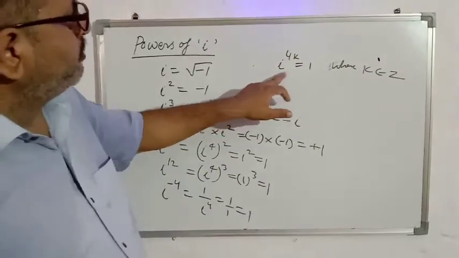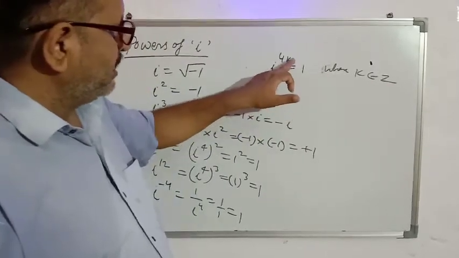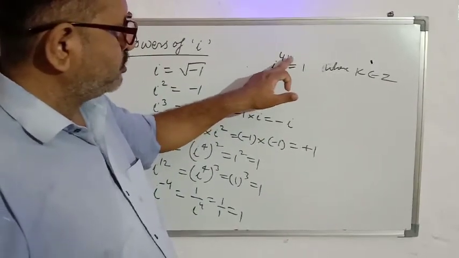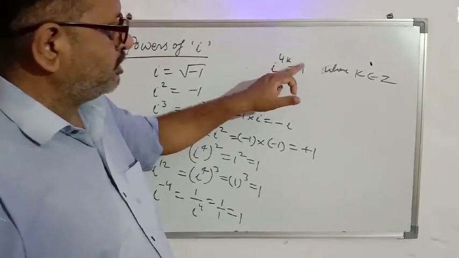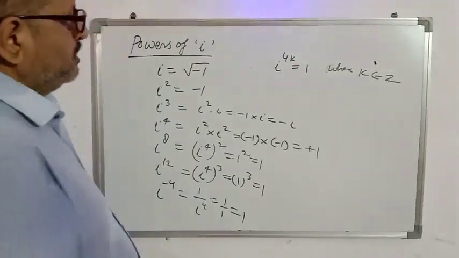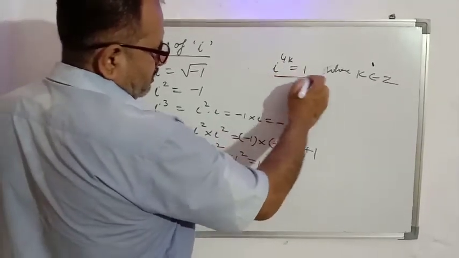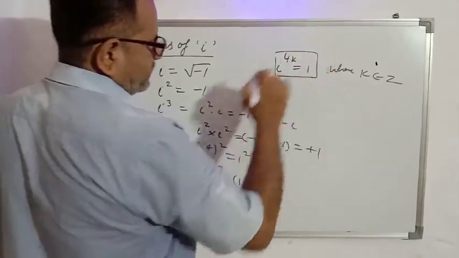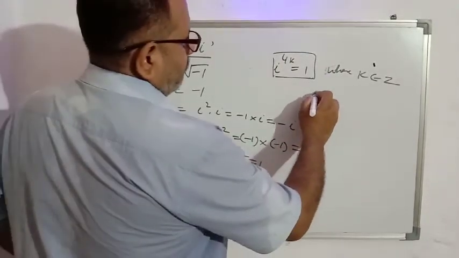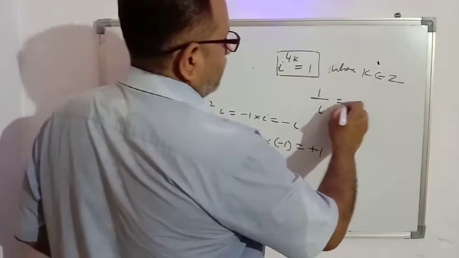i^(4k) is equal to 1, where k may be any integer. If k is 1, i^4; k is 2, i^8; k is 3, i^12. We can take the negative integers also. So if the power of i is a multiple of 4, then its value will be 1. Now, 1 upon i. What will be the value of 1 upon i?